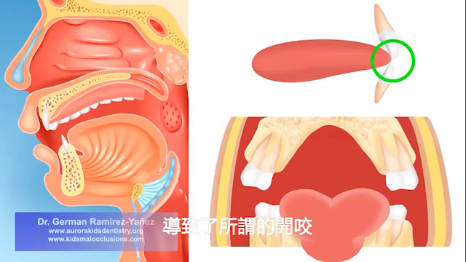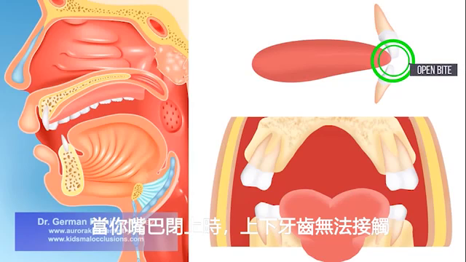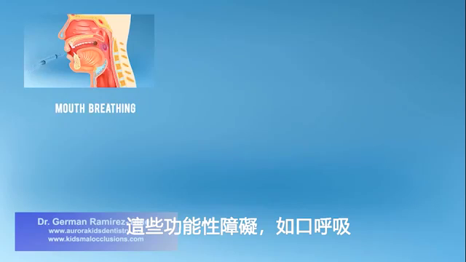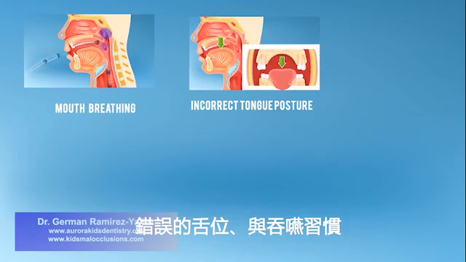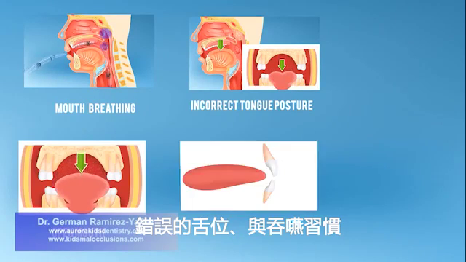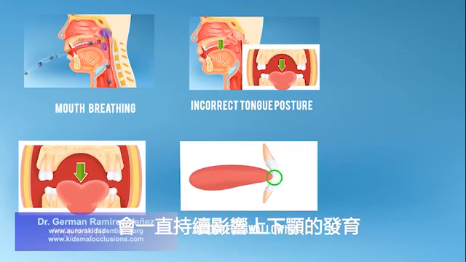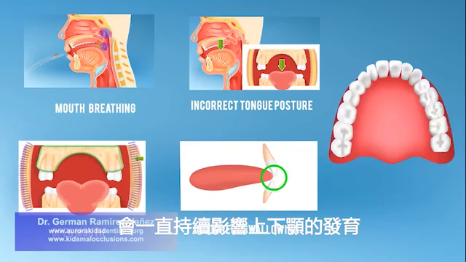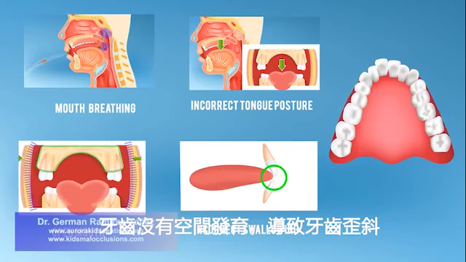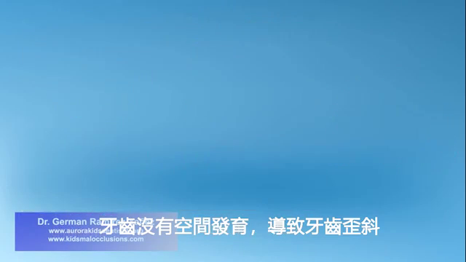That is called an open bite, as your upper and lower front teeth do not touch when you close your mouth. All those dysfunctions, mouth breathing, incorrect tongue posture, open mouth, and incorrect swallowing, are going to continue affecting the growth and development of your upper and lower jaws. And as a consequence, there is less room for your teeth and they become crooked.